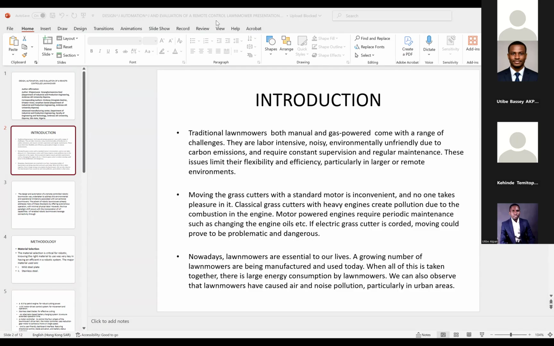Okay, I'm pleased to present my topic, design, automation, and development of a remote control lawnmower, with evaluation precisely. Let me begin by highlighting the key problems in this project.